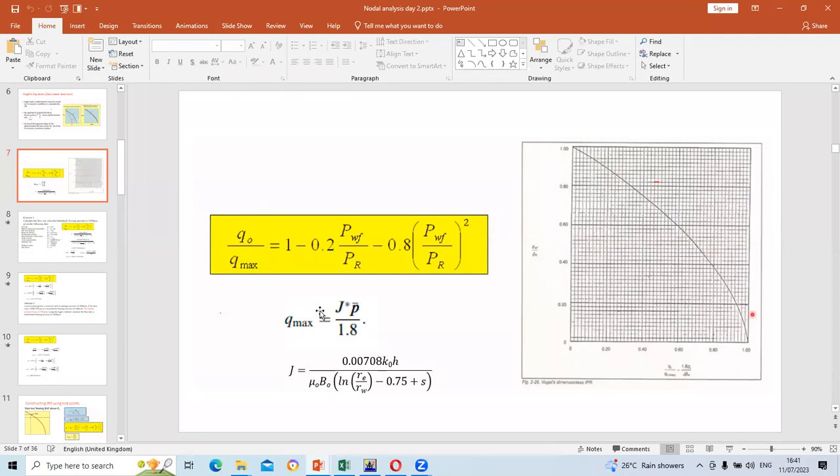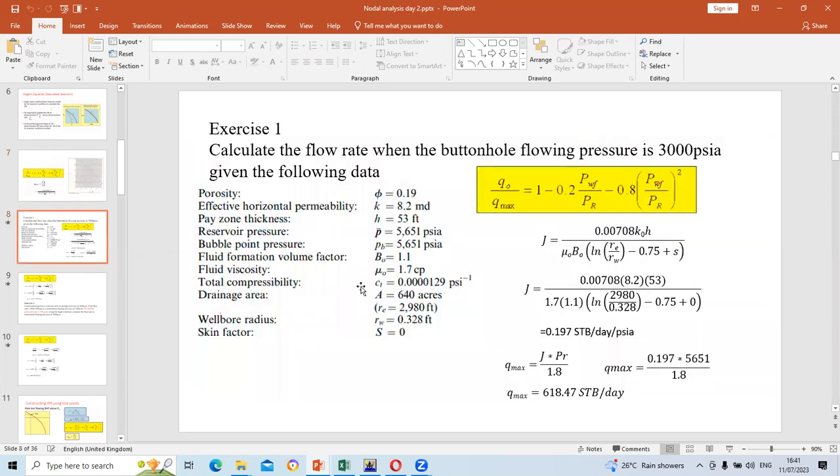The easiest way for you to obtain Q max is to take the productivity index, this is the formula for obtaining productivity index, times the average reservoir pressure divided by 1.8. Once you obtain this Q max and put it there, you have the reservoir pressure, you can now draw this graph. I did this with Excel. If you have not visited it, it means that you are not ready for the internship.